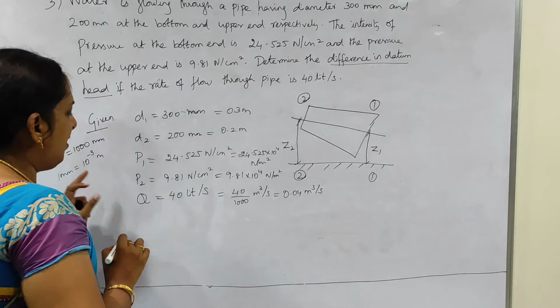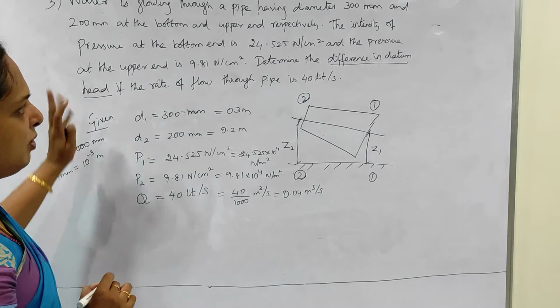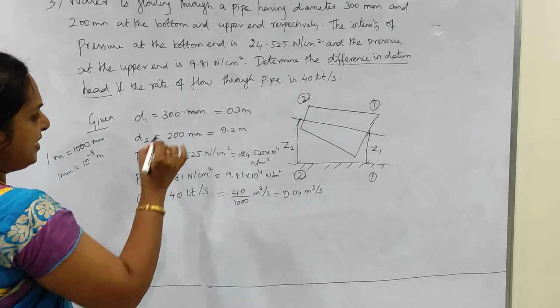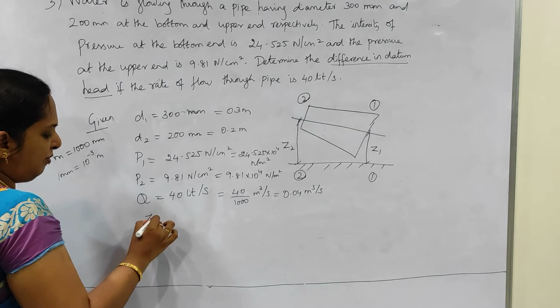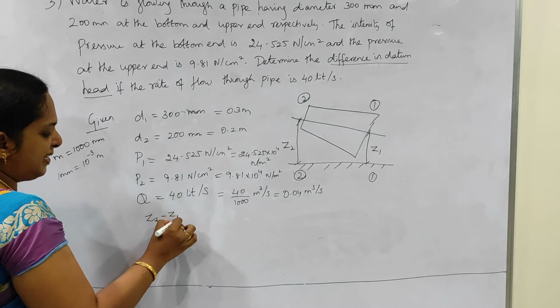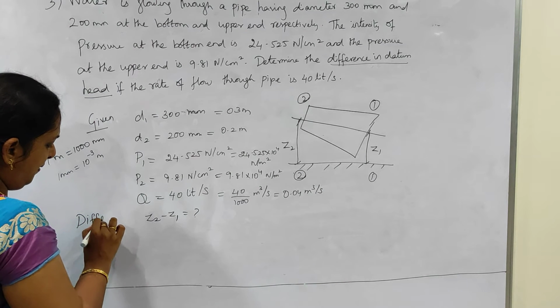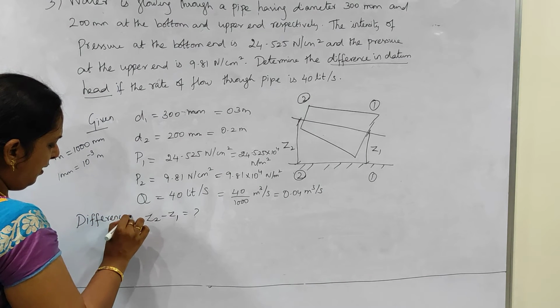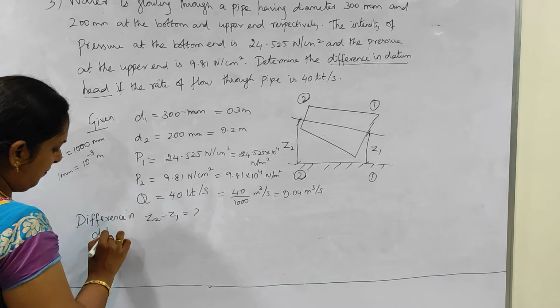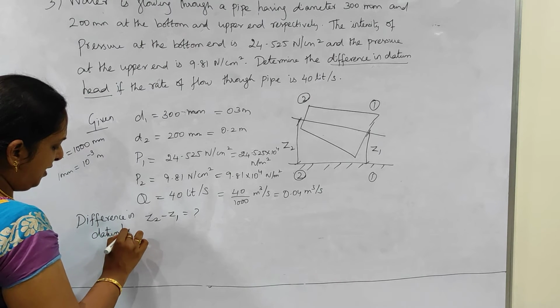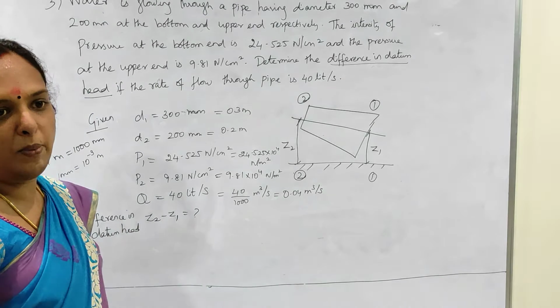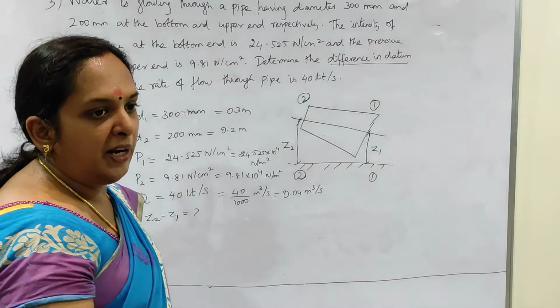So now what is our question? We have given all the details of the problem. They asked you to find out the difference in datum head, Z2 minus Z1. That is your difference in datum head. Am I right? So this is asked in your problem. Now we will see how to find it out.